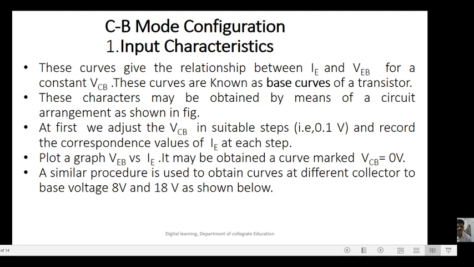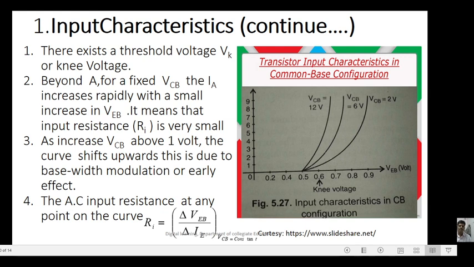Plot a graph VEB versus IE. It gives a curve marked VCB equals 0 volts. A similar procedure is used to obtain curves at different collector to base voltages, 8 volts and 18 volts, as shown below. Input characteristics continued.